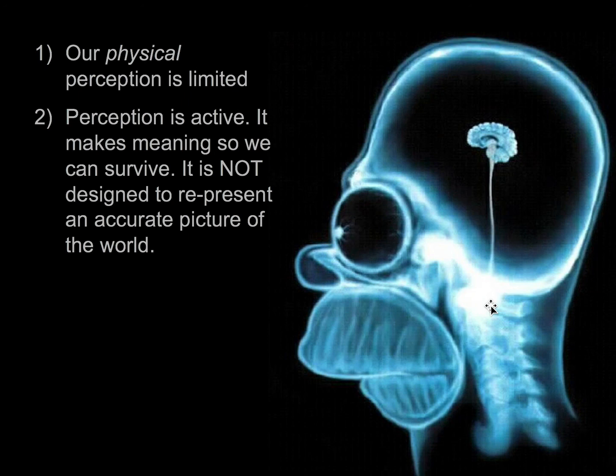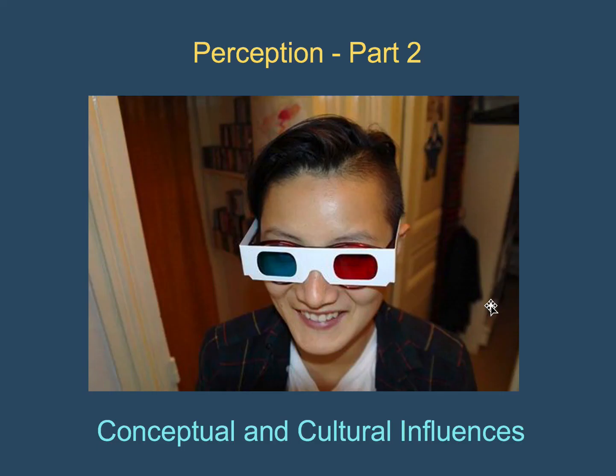So that concludes the physical aspect of perception in part 1. When we come back in part 2, we're going to be looking at the cultural and conceptual influences and how that also has a dramatic effect on how we see.